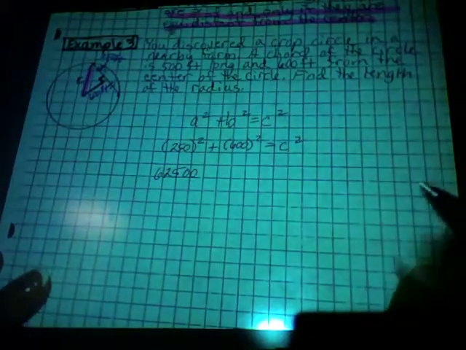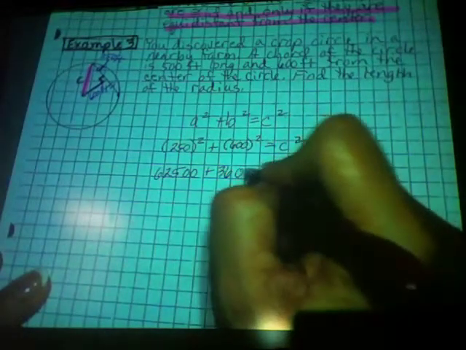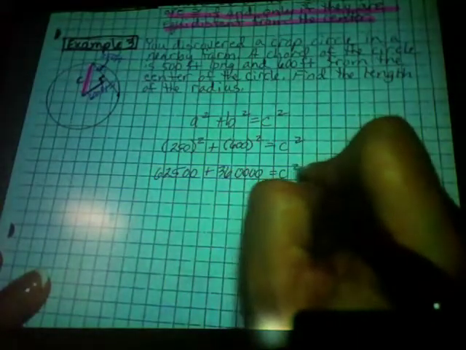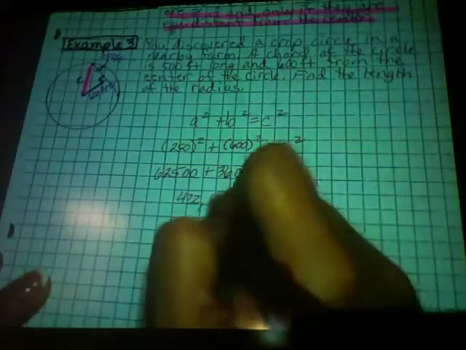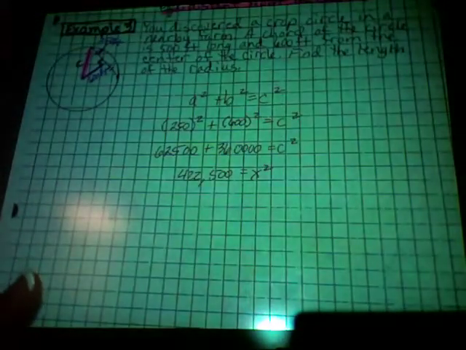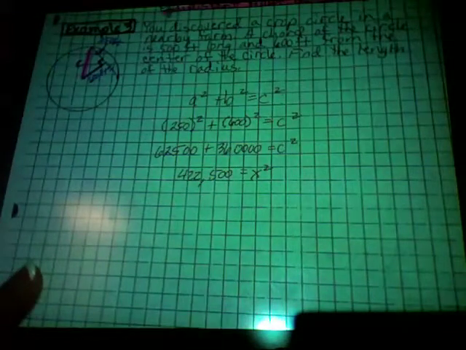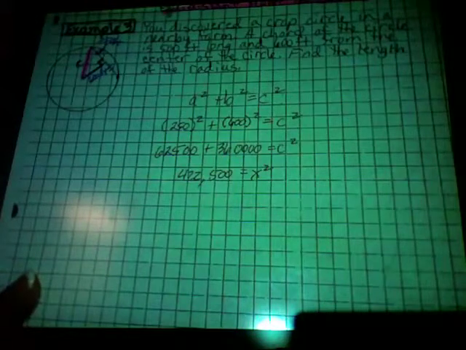25 squared is 625. When you square a 0, you get 2 zeros. 6 squared is 36. When you square 2 zeros, you get 4 zeros. Add these two together and you should get 422,500 is equal to x squared. Don't you wish you had a calculator to take the square root? Do you have to have a calculator? Could you factor it out? Sure you could. Would I do that to you on a test?